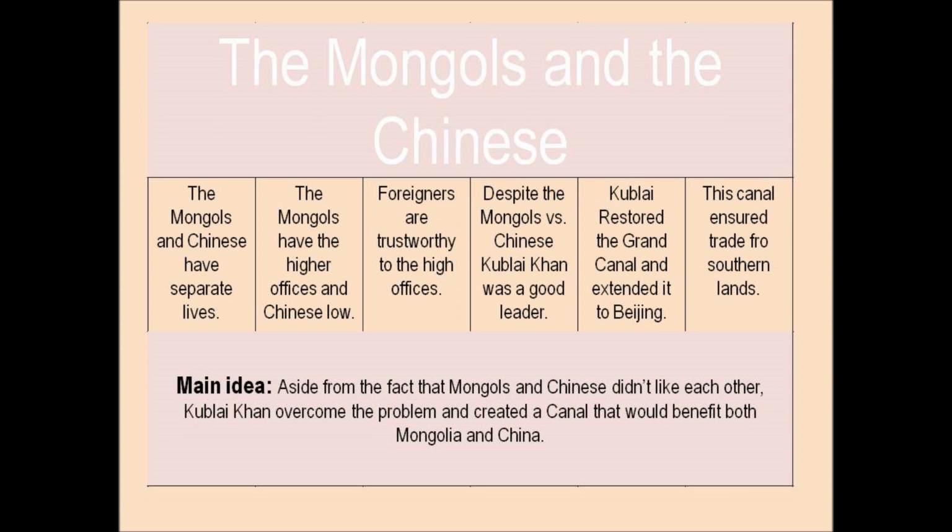The main idea is, aside from the fact that the Mongols and the Chinese didn't like each other, Kublai Khan overcame the problem and created a canal that would benefit both Mongolia and China.